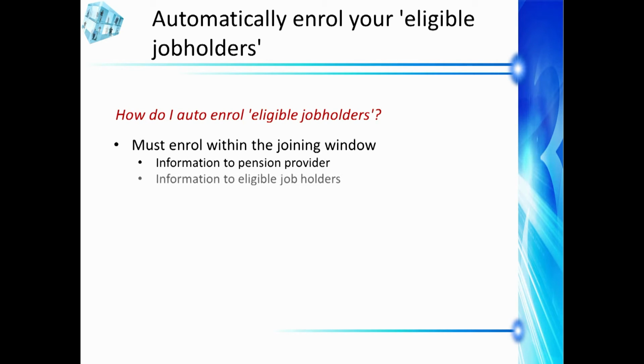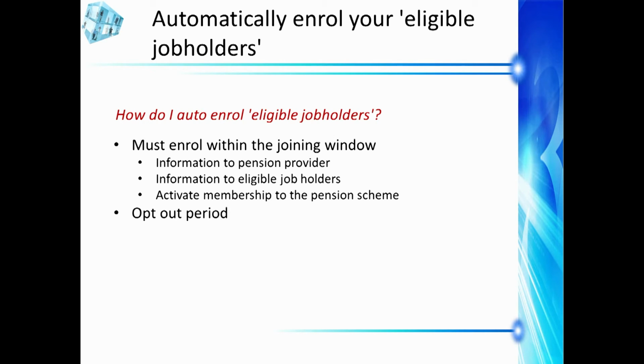You also need to give information to the workers. So for instance, your eligible job holders, you've got to give them that letter that we looked at a moment ago. You must give them this information that auto-enrolment is happening to them. And within that 6-week window, you need to activate membership of that pension scheme so they are active members of that particular pension scheme.